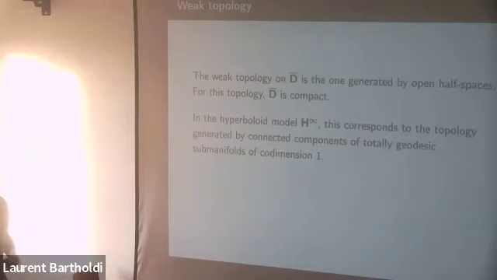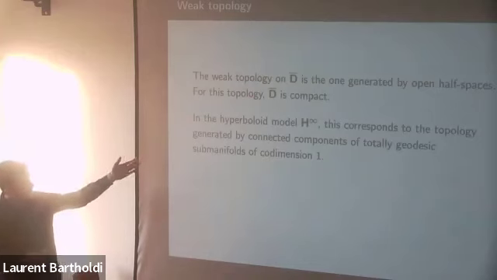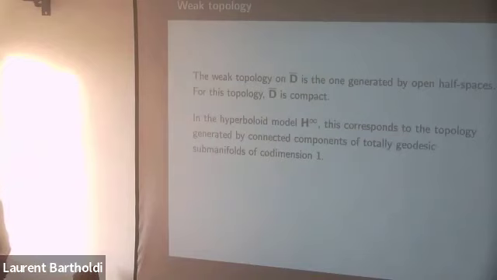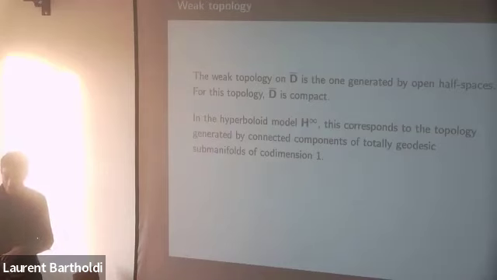In the hyperboloid model, H infinity, the corresponding topology is the one generated by connected components of the geodesic submanifold of dimension 1. If I can interrupt you a second, there's a question from the audience about conformal structures. Do you also consider the conformal structure on the sphere, on the boundary of the ball? It does not appear here, but yes, the isometry group can be considered as a Möbius group of this conformal structure at infinity, just as in the classical two-dimensional case.